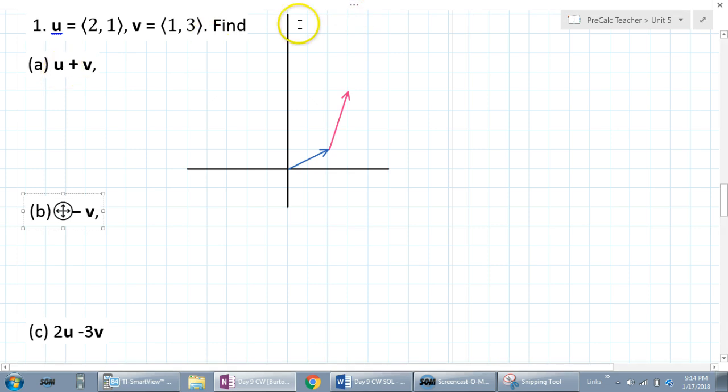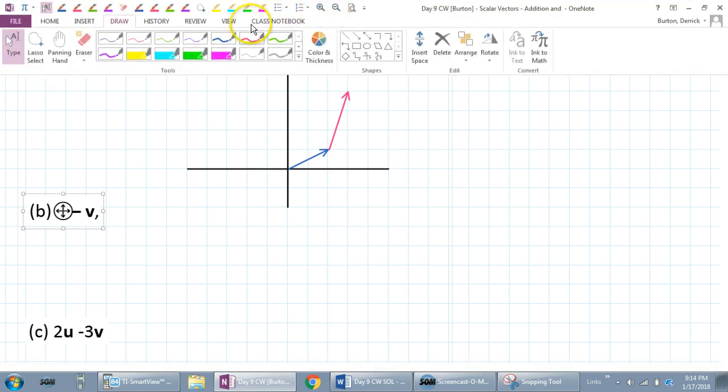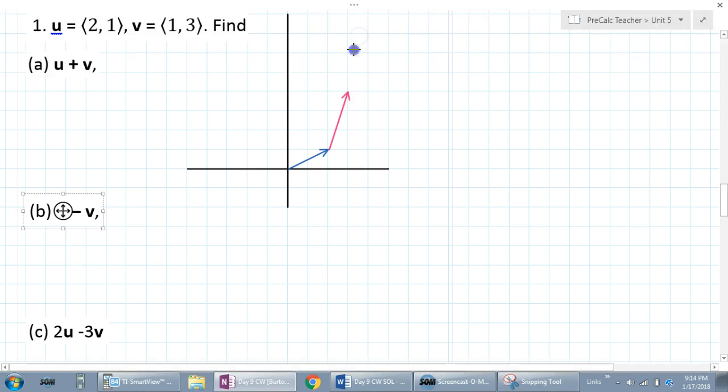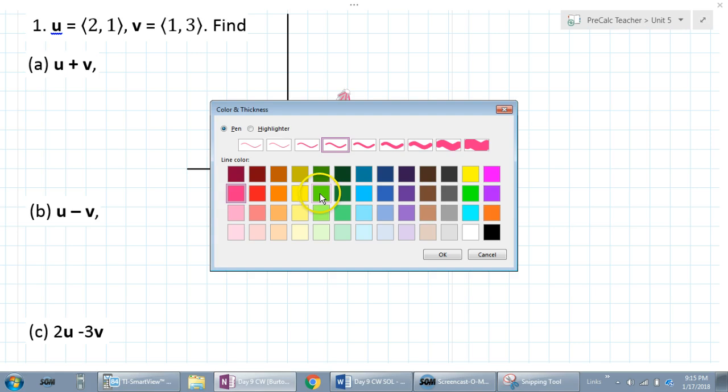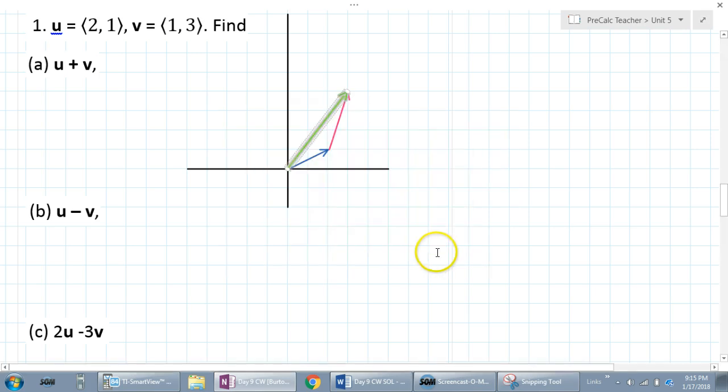Now the solution, the resultant vector, for addition you go from the beginning of the first vector to the end of the last vector. And I like to make my resultant vectors green. Okay, so that's how you illustrate it. I'm just going to pause the video and label it.